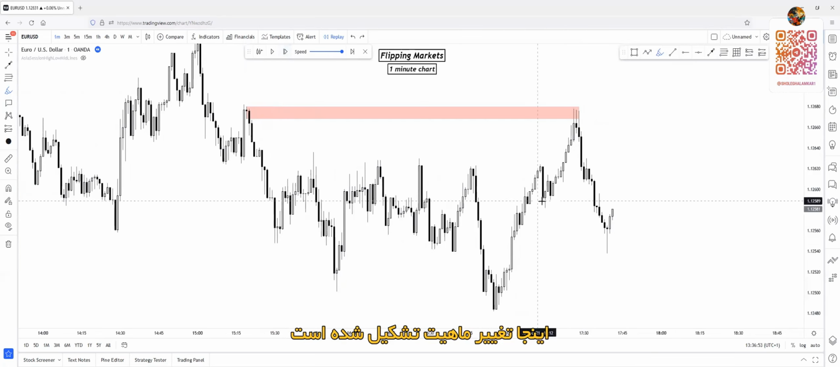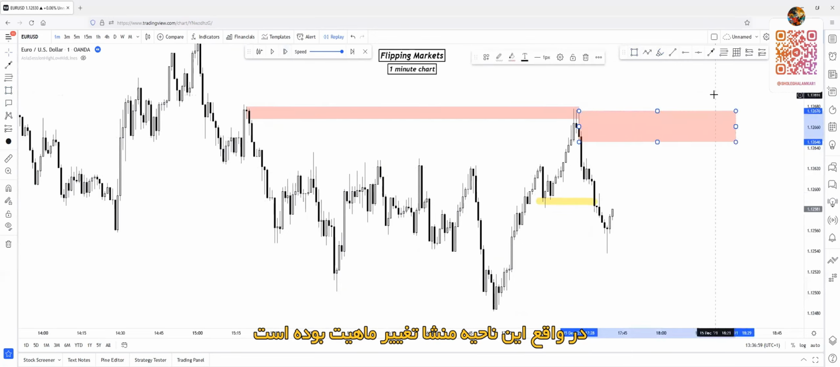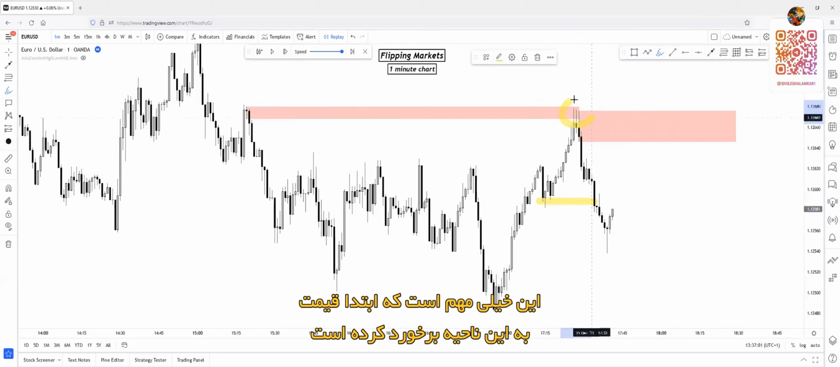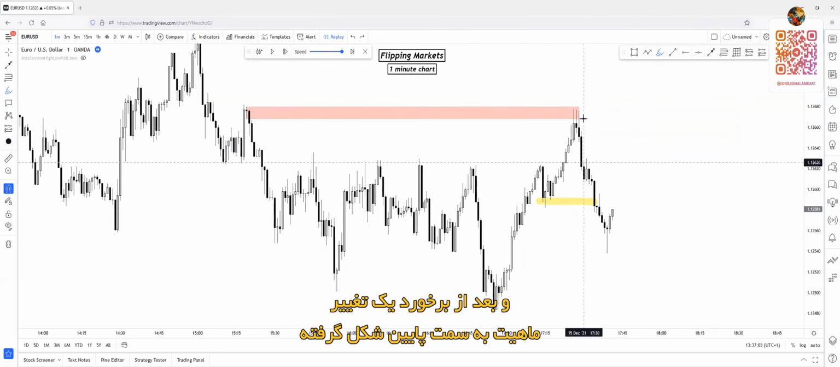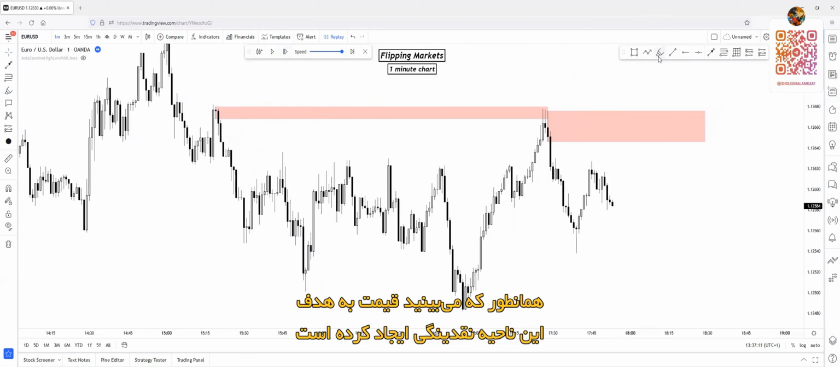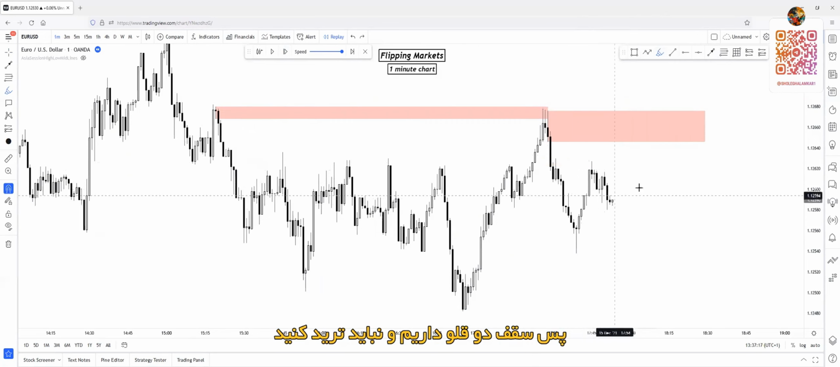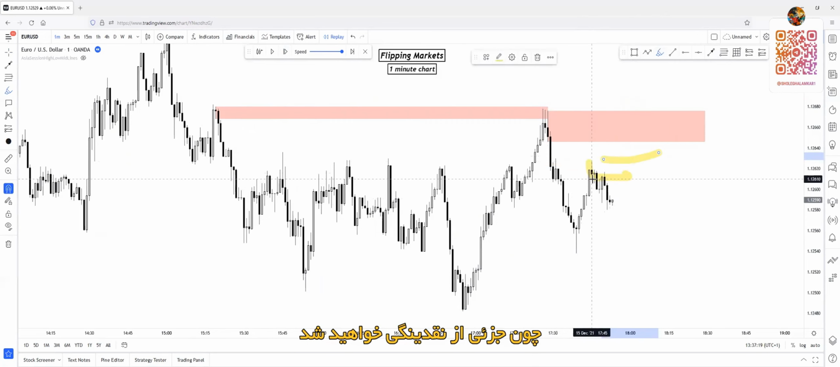It did a change of character here, and actually this zone created the change of character after the zone tap. So it's a really important part that price tapped the zone. After a zone tap, it created a change of character to the downside. And let's see what happens. As you can see, price built up more liquidity for this zone. We have this tap, we have this tap, so we have double taps. You can't open a trade here because you will become part of the liquidity.